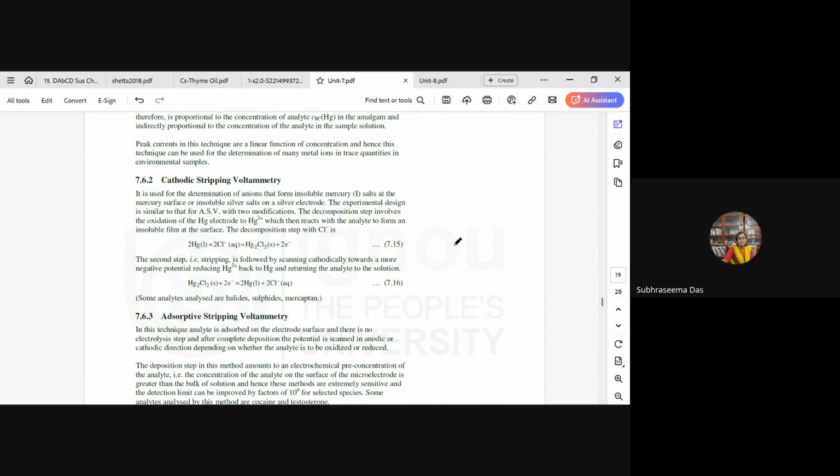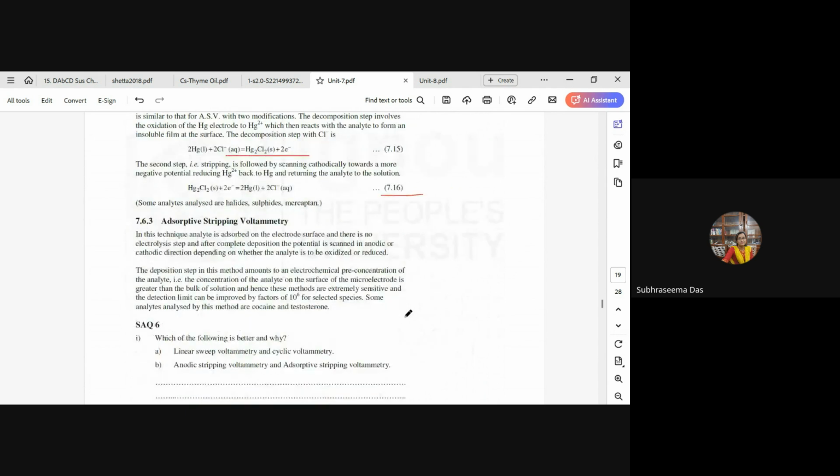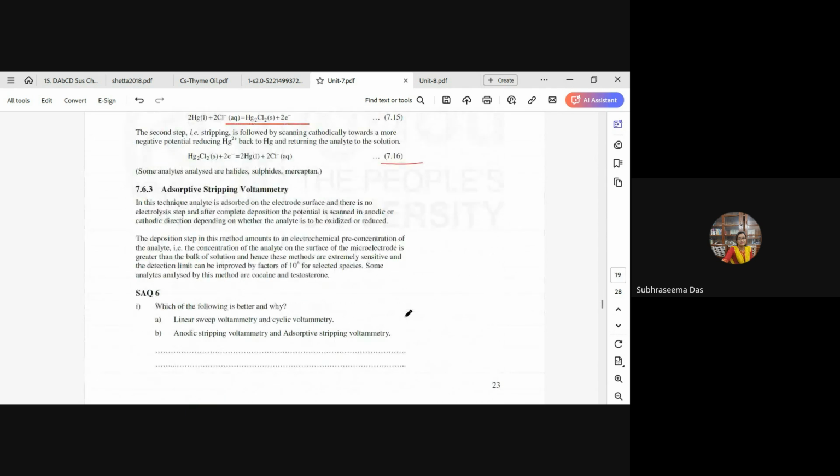The deposition step with HCl can be given as Hg plus 2Cl forming HgCl2, and the stripping step, that is the second step, is carried out by scanning cathodically towards a more negative potential, as shown in equation 7.16. Some of the analytes that can be analyzed using CSV, that is cathodic stripping voltammetry, are halides, sulfides, mercaptans, etc.